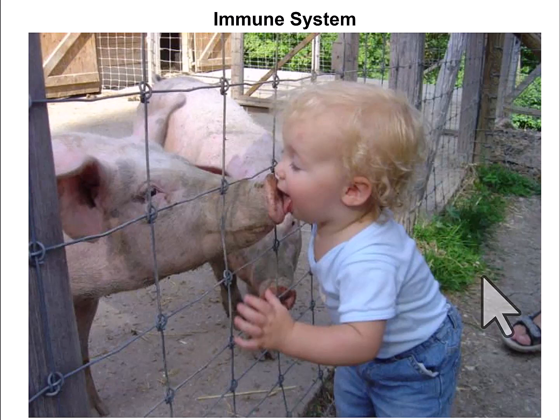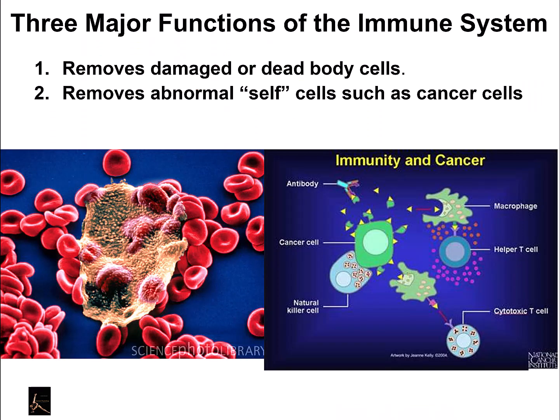It just shows that we come into contact with a lot of different pathogens, and yet our body can handle most of these pathogens and protect us. There are three major functions of the immune system. The first is it's going to remove damaged and dead body cells. Shown here is a macrophage that's gobbling up red blood cells.